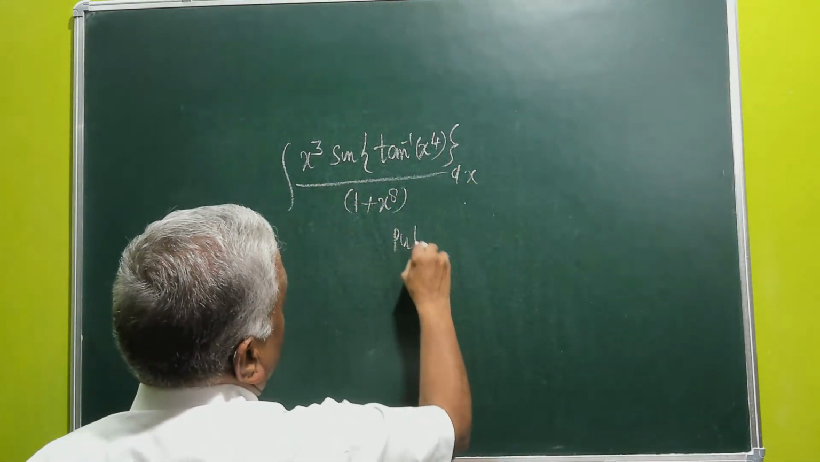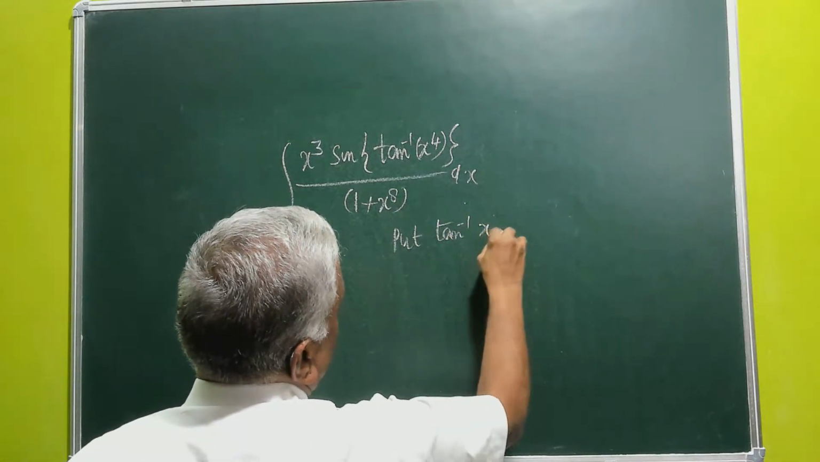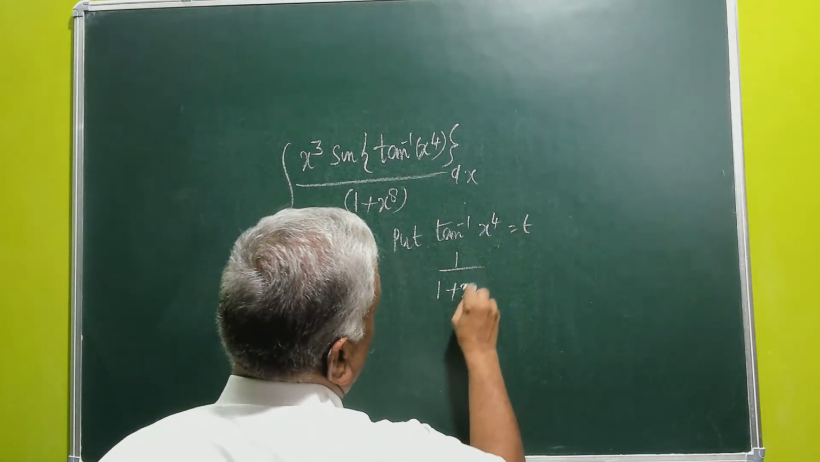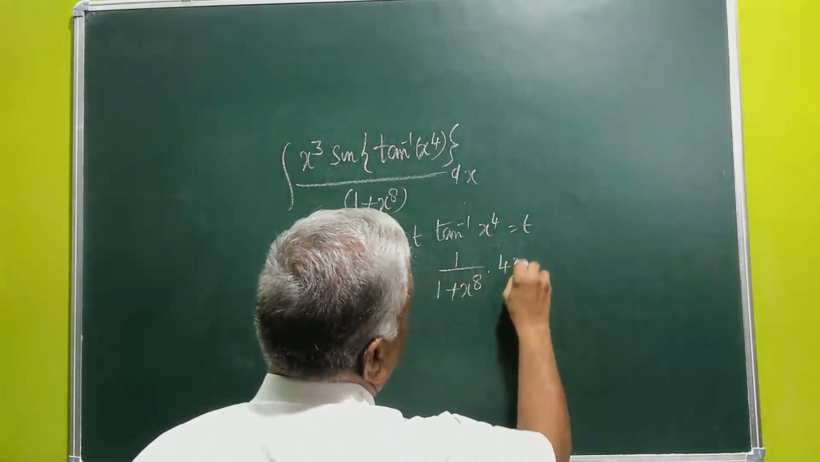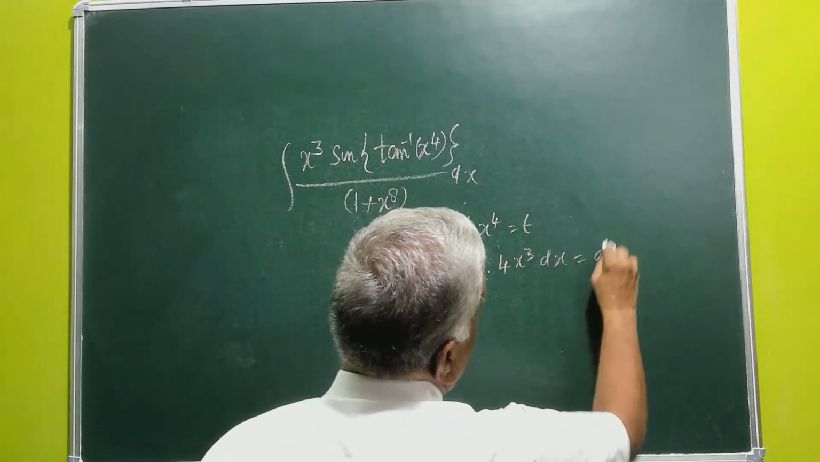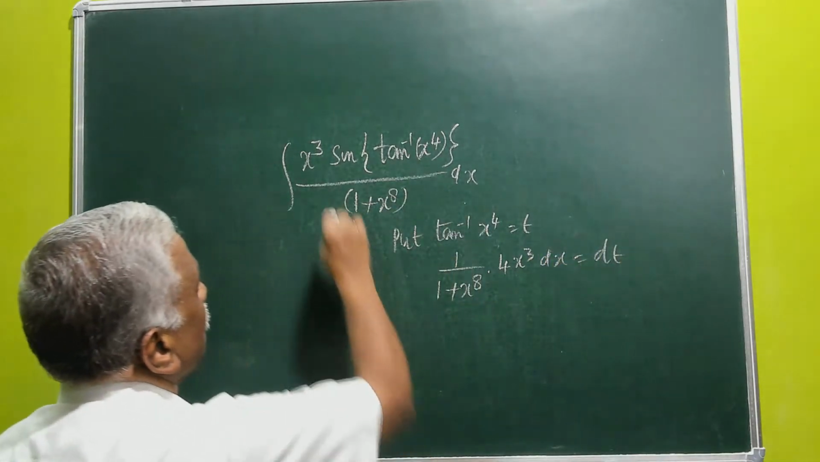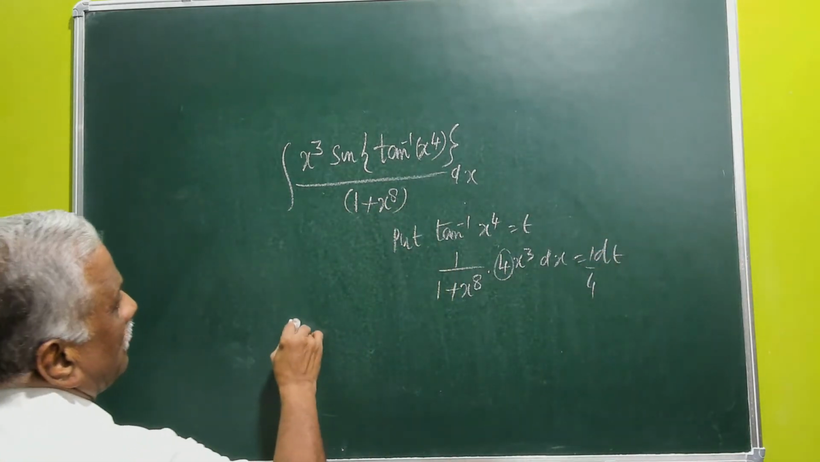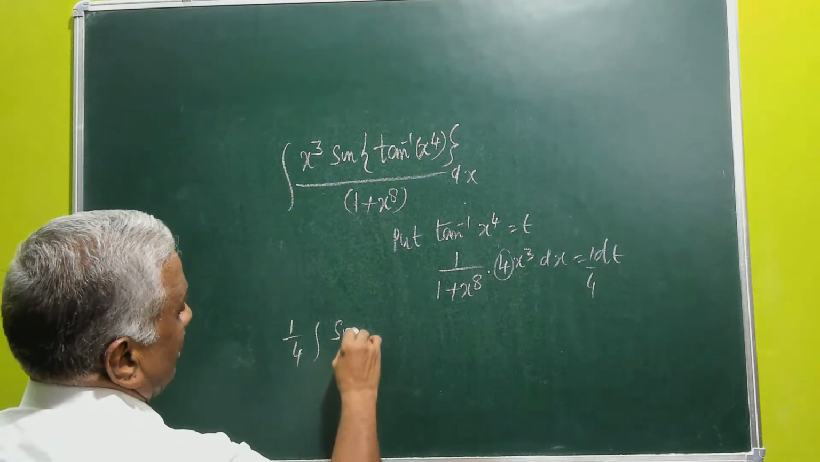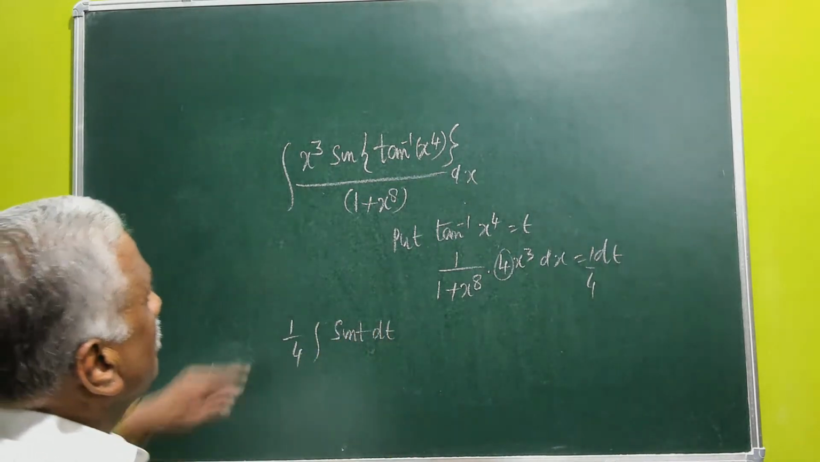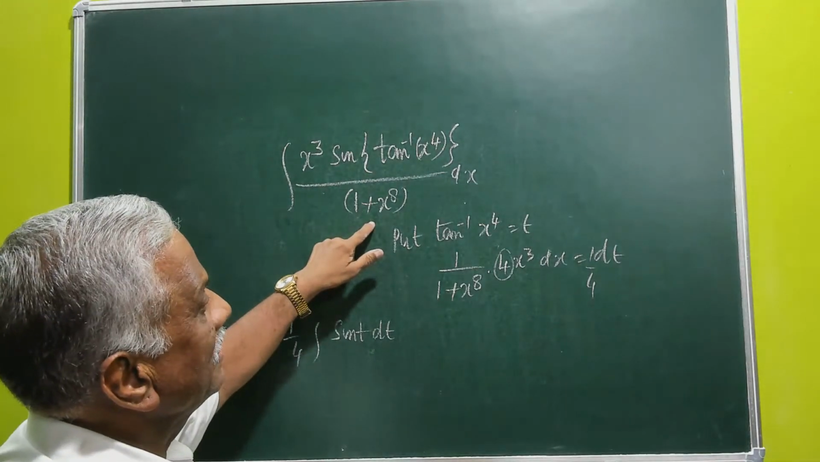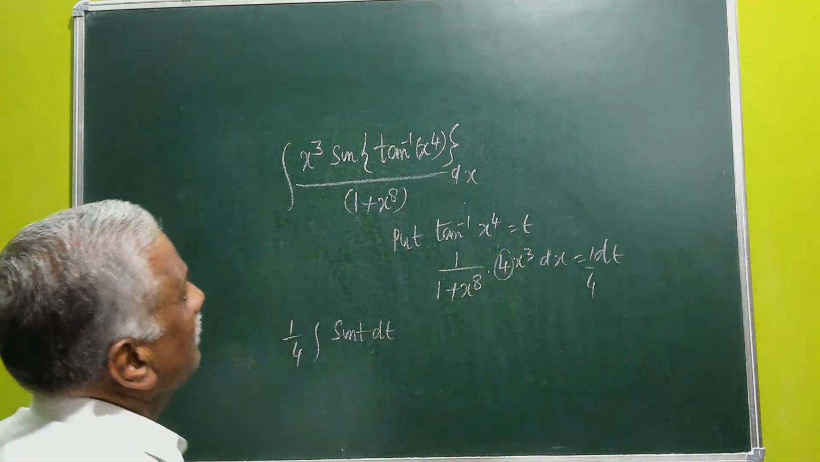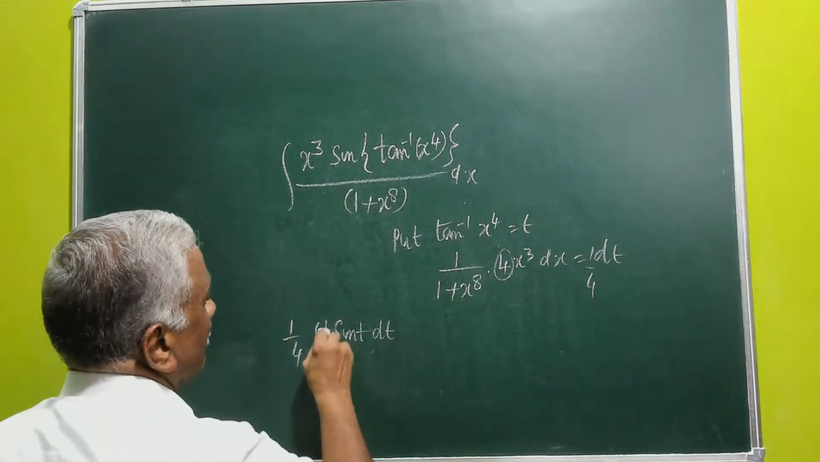Put tan inverse x to the power of 4 equals t. Then 1 over 1 plus x to the power of 8 into 4x cube dx is dt, the differentiation of x to the power of 4. So you don't have 4, so shift this 4 to this side, you get 1 by 4 here. So what happens to the problem? 1 by 4, you get sin t dt. It's a very, very simple problem. Because x cube over 1 plus x to the power of 8, and tan inverse x to the power of 4 is equal to t. So we get sin t dt.